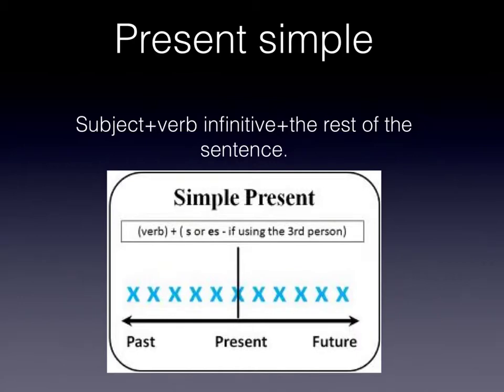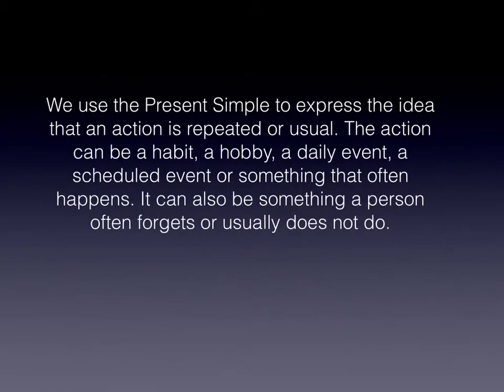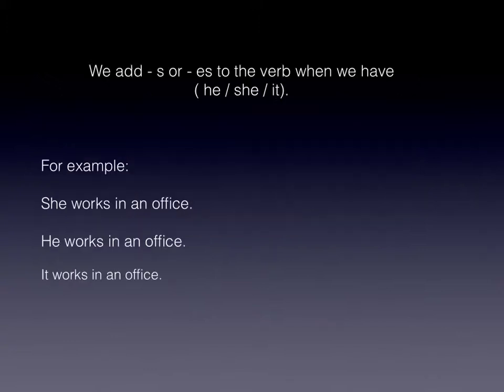I want to explain the present simple. In present simple, we should put a subject, then a verb, then the rest of the sentence. We use the present simple to express the idea that an action is repeated or usual. The action can be a habit, a hobby, a daily event, a scheduled event, or something that often happens. It can also be something a person often forgets or usually does not do.